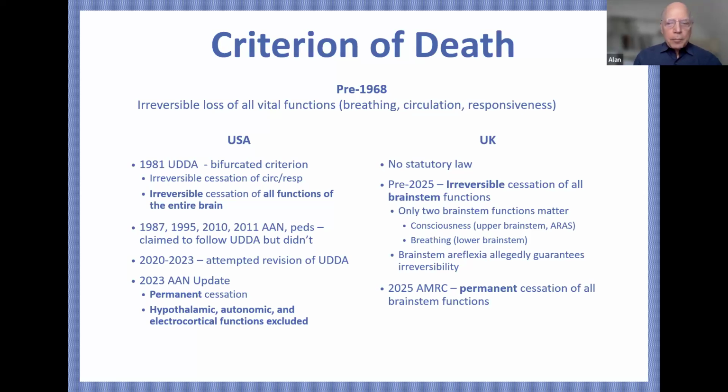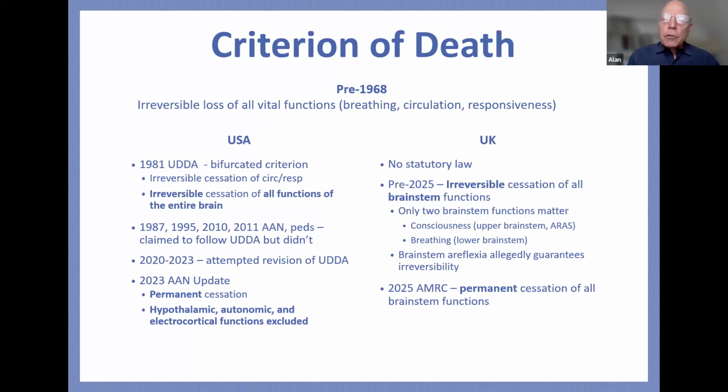Nevertheless, the American Academy of Neurology and the other 4 medical societies that authored the 2023 update did an end run around the Uniform Law Commission and published new guidelines with the updates that they had been lobbying for all along. The most important details of the update were the shift from the word irreversible cessation to permanent cessation of brain function, and the explicit exclusion of some brain functions. So the law says cessation of all functions of the entire brain, but the new update says hypothalamic function and autonomic functions and electrocortical functions just don't matter.